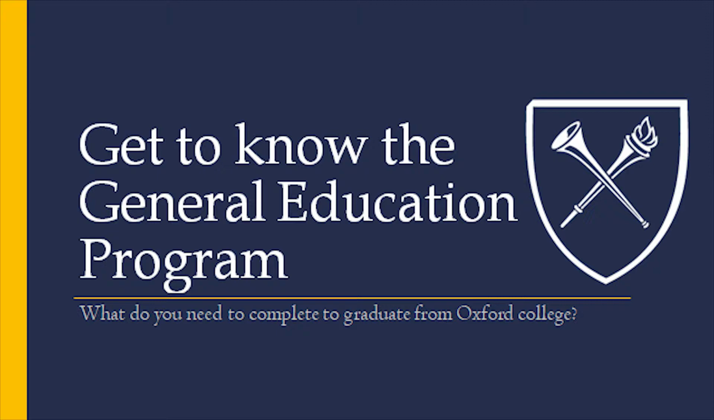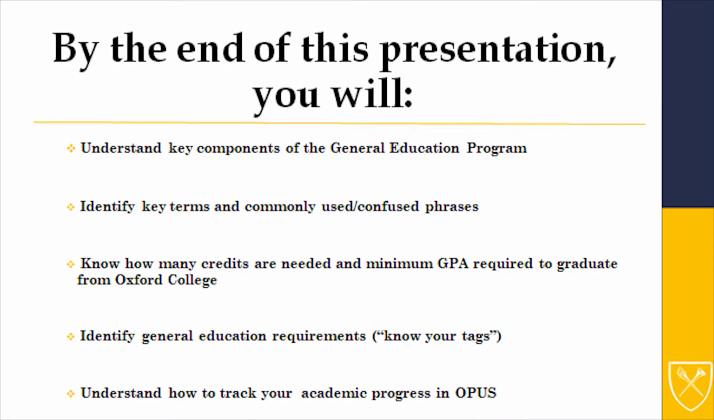This presentation is designed to help you understand the structure of Oxford College's Associate of Arts degree program and its requirements. By the end of this presentation, students will know what it takes to finish their Associate of Arts degree from Oxford College and continue on to Emory's Atlanta campus.